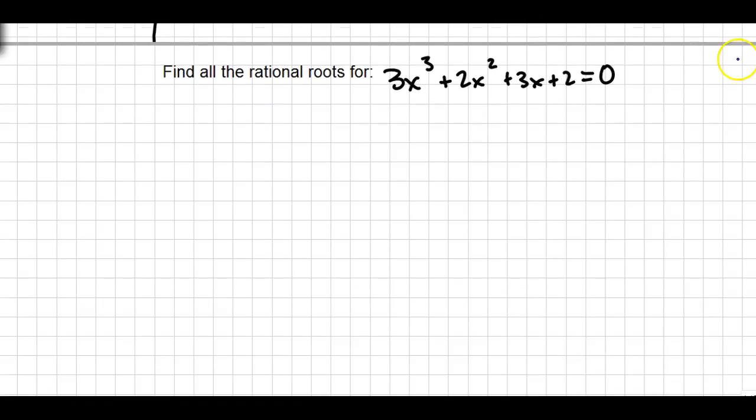Find all the rational roots for 3x cubed plus 2x squared plus 3x plus 2. Notice that it doesn't tell you what method to use, but the appearance of the word rational is a big hint. As soon as it asks you to find the rational roots, that's your hint that you're going to use the method that we're doing in this video.